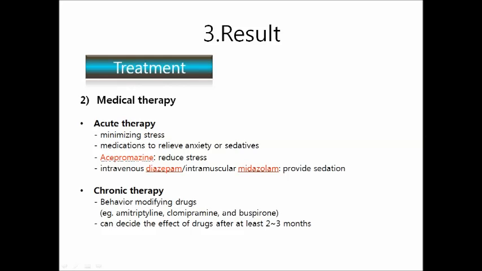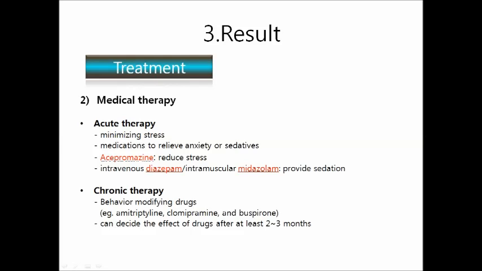Medical therapy can be divided into acute and chronic. In acute therapy, minimizing stress is the most important. These are often used medications in FLUTD. Azithromycin may help reduce stress. Because of the risk of acute hepatic necrosis, oral diazepam is no longer recommended in cats. Instead, intravenous diazepam or intramuscular midazolam is used to provide sedation.